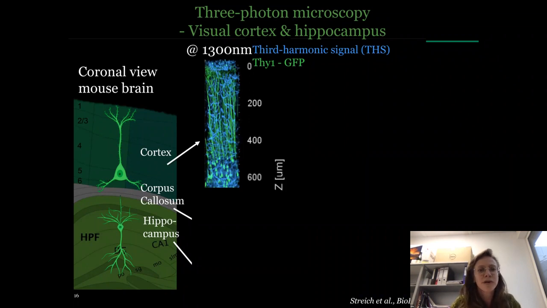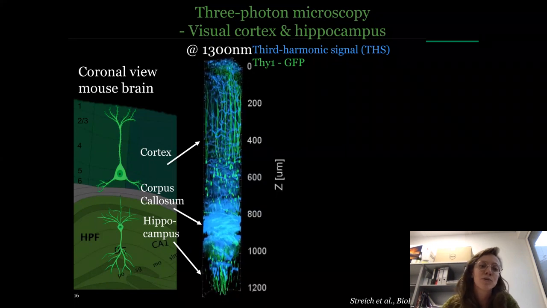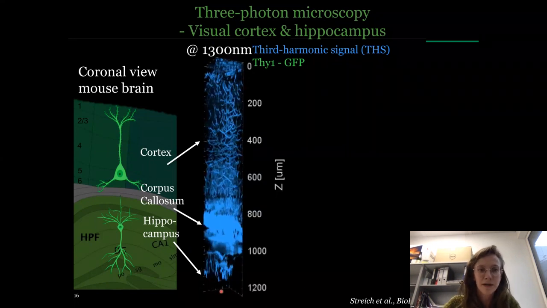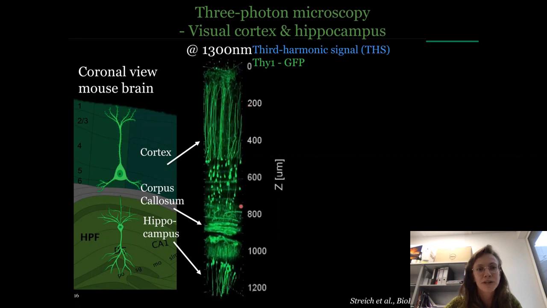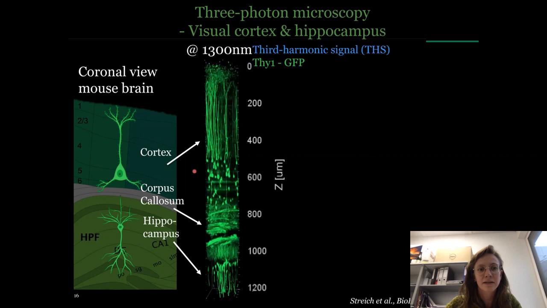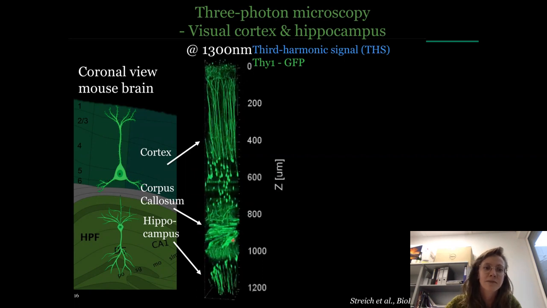So with a good two-photon microscope, we would achieve high contrast images approximately down to 600 micrometers in the cortex. But now with three-photon excitation, we can go much deeper into the brain, down to 1.2 millimeters. So yeah, here you can see the vasculature in the third harmonic signal. And here you can appreciate in green that we can detect the pyramidal layer 5 neurons in the cortex. We can clearly see the fibers of the corpus callosum. And we can also visualize the CA1 hippocampal neurons.